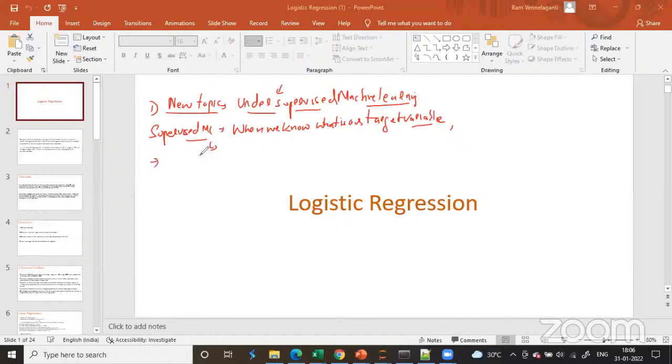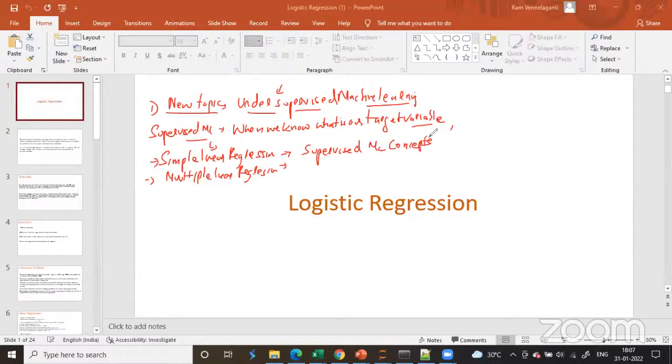For example, the previous topics we have discussed, simple linear regression and also multiple linear regression, both are examples of supervised machine learning concepts. In both, we were working with a target variable. In the simple linear regression example, our target variable was Sunday circulations. In multiple linear regression, our target variable was miles per gallon. So whenever we are working with a target variable, it becomes a supervised machine learning problem.